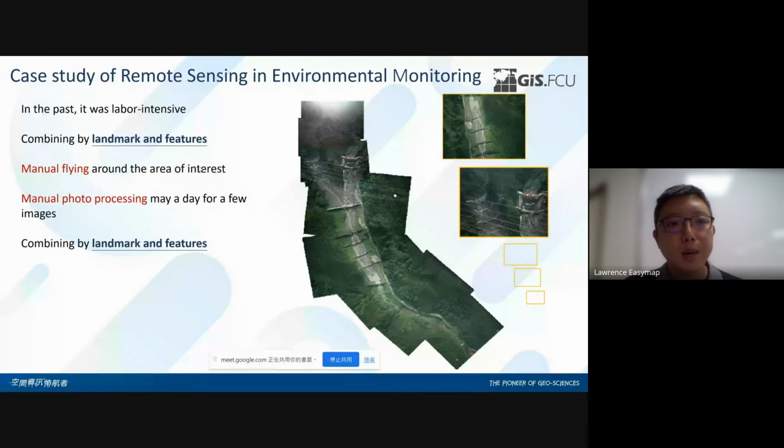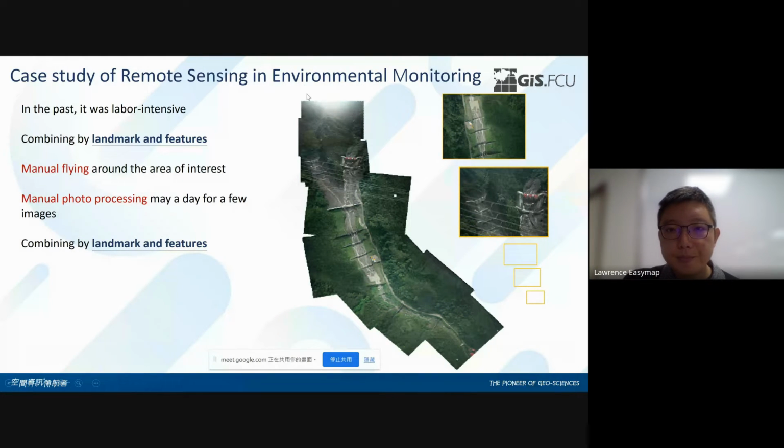In the past, it was very labor intensive. This is a picture that my colleague took in the past. Before the invention of automatic flight, we needed to take pictures for remote sensing manually, which means I would fly, let's say, a helicopter to take a picture, pressing the shutter one by one by one.